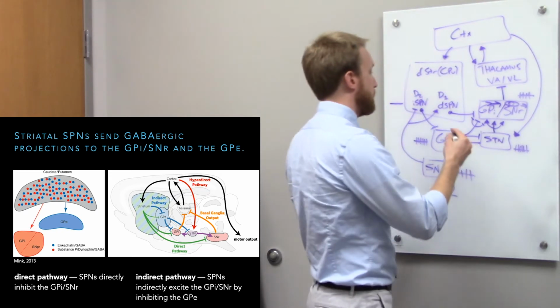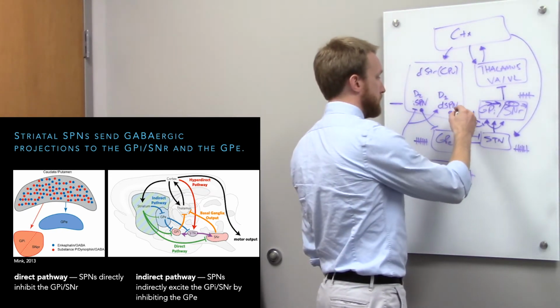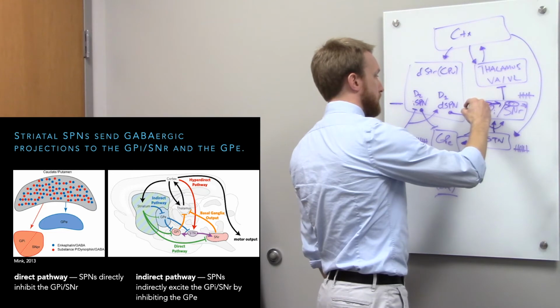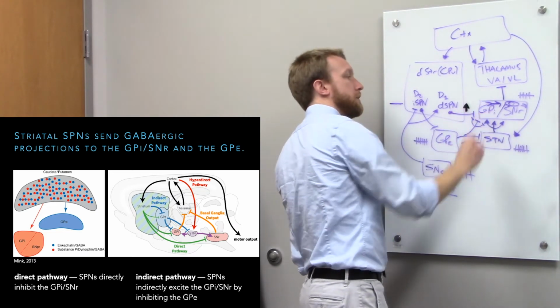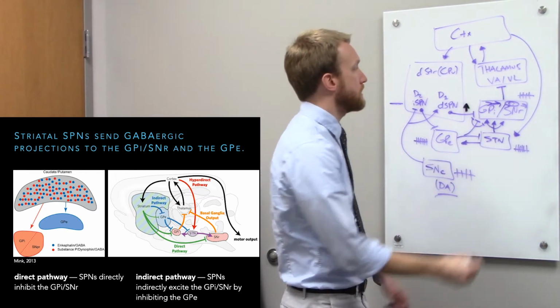For the direct pathway, our spiny projection neuron is going to become activated and inhibit the output of the GPI and SNR.